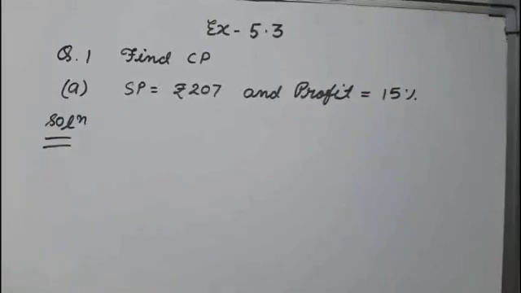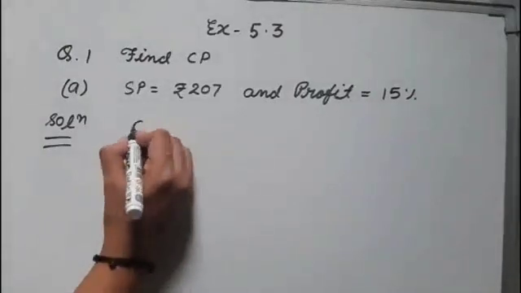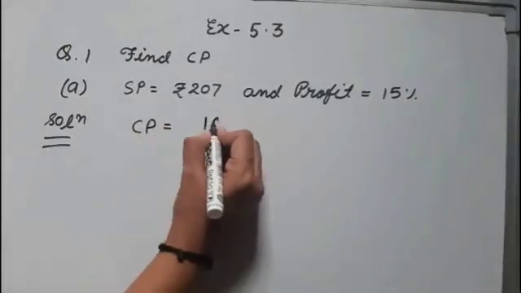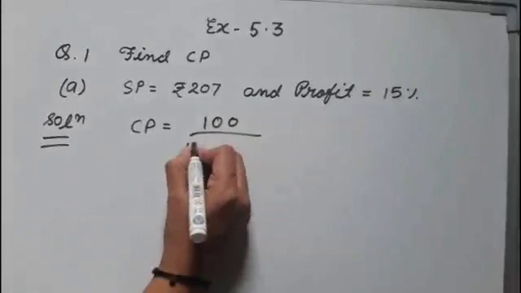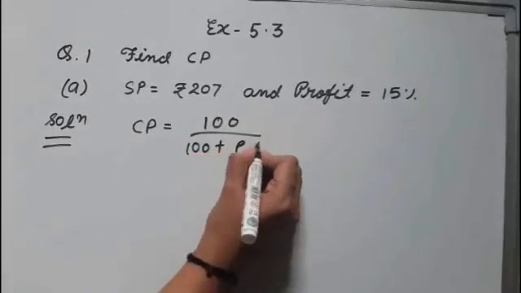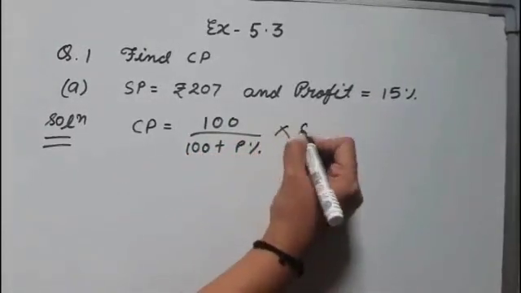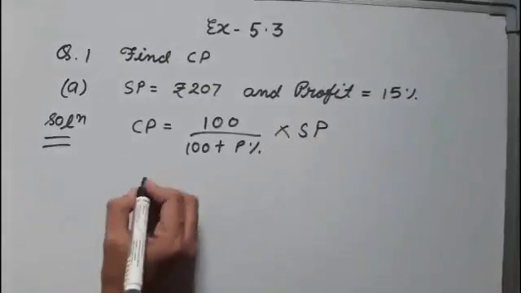Students, now we will continue next exercise, exercise 5.3. Question number 1, find the cost price, and you have selling price and profit. So we know the formula, cost price is equal to 100 upon 100 plus profit percent into SP. So simply we have to put the values in this formula.